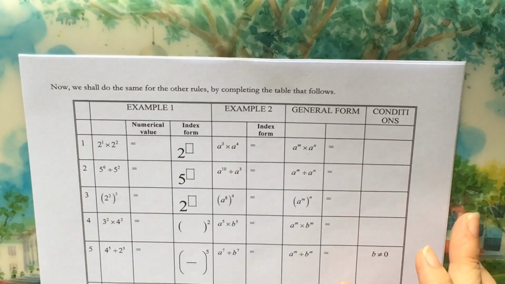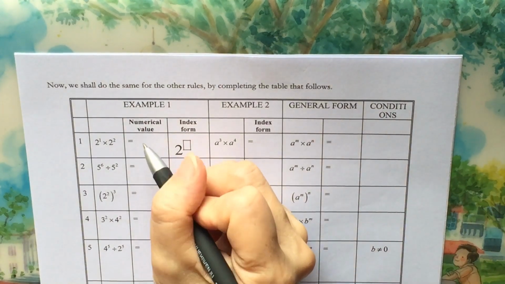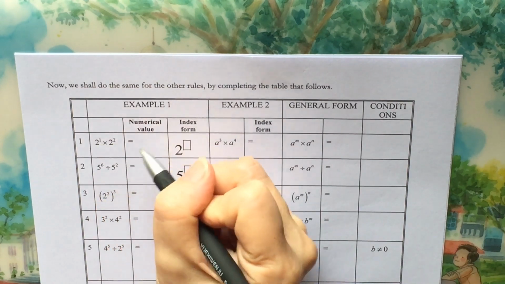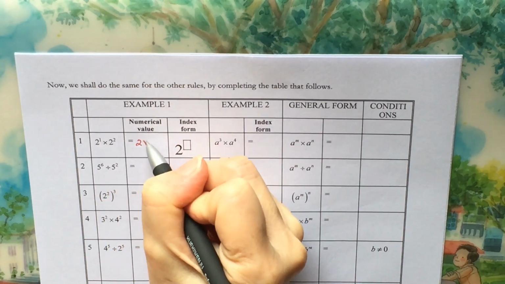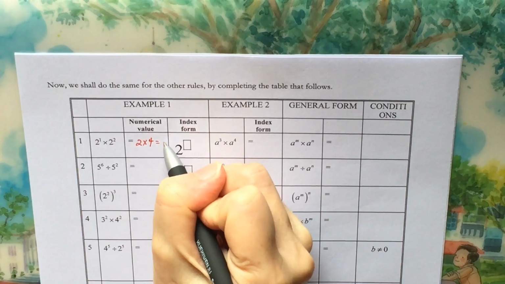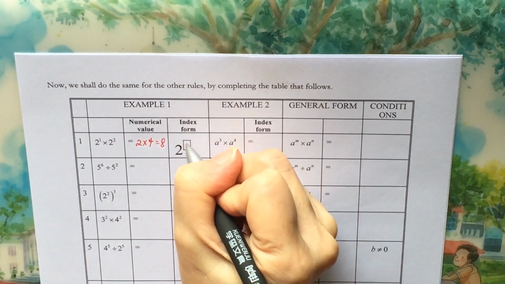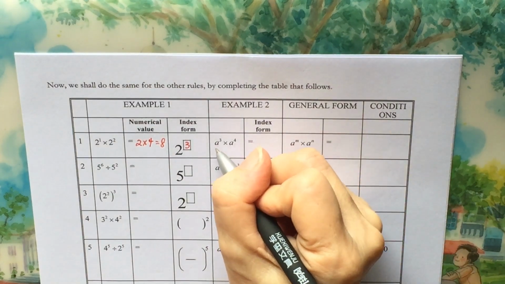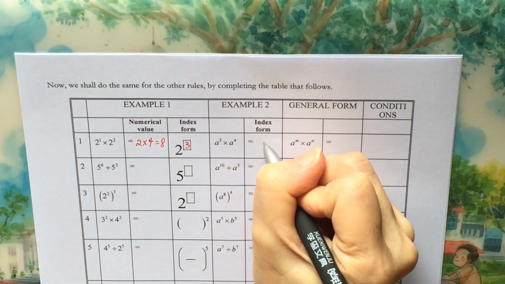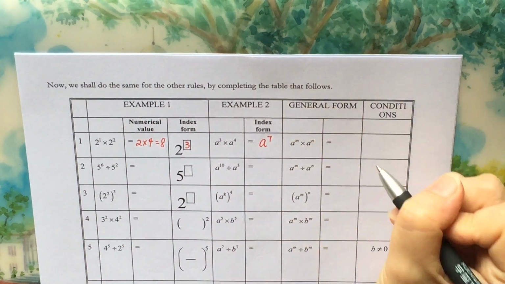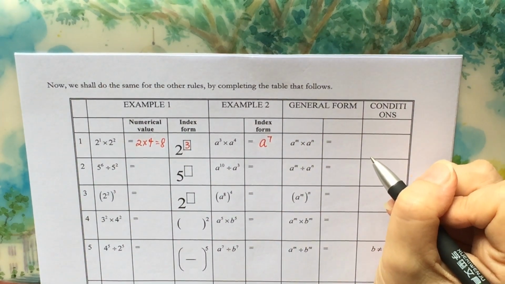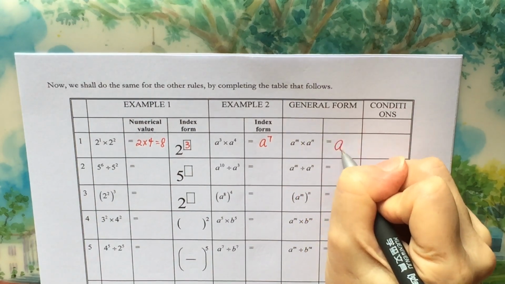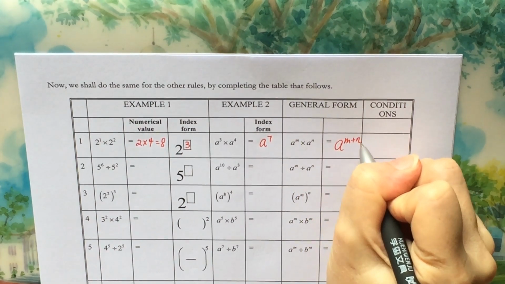Okay, so first one we use example, numerical values. When you have 2 power 1 times 2 power 2, 2 power 1 is actually 2, 2 power 2 is actually 4, so we actually have the number 8, and 8 in index form is 2 power 3. Therefore we have a power 3 times a power 4 will be a power 7. So in general, a power m times a power n will be a power of m plus n.